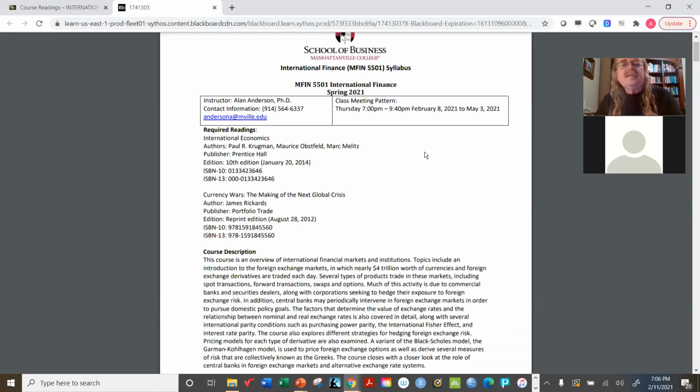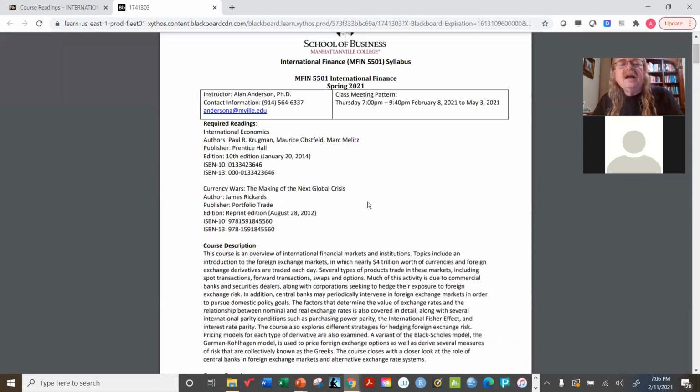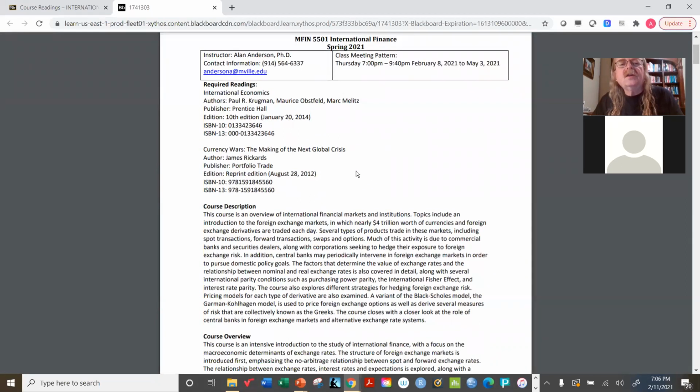And so we've got this book that will help us make sense of it all. But also, I have this other book, which I really like, called Currency Wars. This is more about currency crises that have taken place in the last 20 or 30 years. The thing about international finance is that it has an extremely interesting history, because currencies are often at the center of financial crises, especially international financial crises.